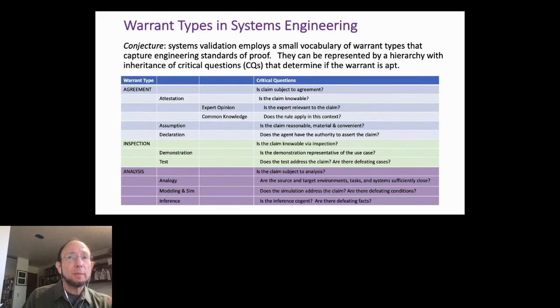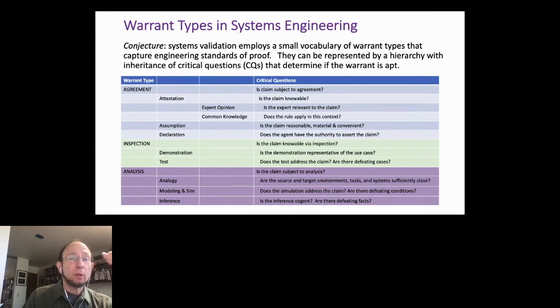So, if the claim is subject to agreement, then we have several subtypes of agreement: attestation, assumption, declaration. Attestation is for an appeal to a certification by individuals or collectively the group. So expert opinion is an example of an individual attestation, and we'd want to know if the expert is relevant to the claim or not. And if the expert is not relevant to the claim, then that warrant does not apply, and we shouldn't utilize any of the claims for or against that come from it.